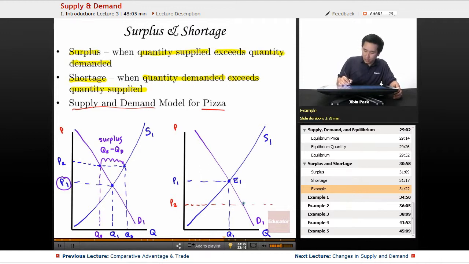Then clearly a lot of people are going to want to demand, or they're going to have a higher quantity demanded, but the supply, there's no incentive for pizza producers to enter the market, so you're going to have a QS situation here. So the quantity demanded is going to exceed the quantity supplied, and so you have a shortage.